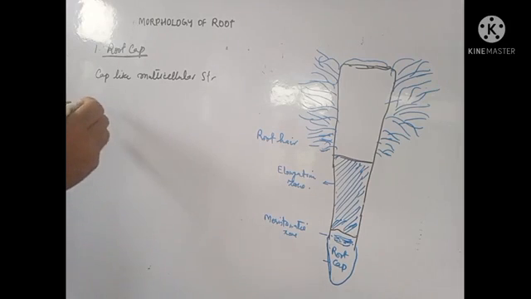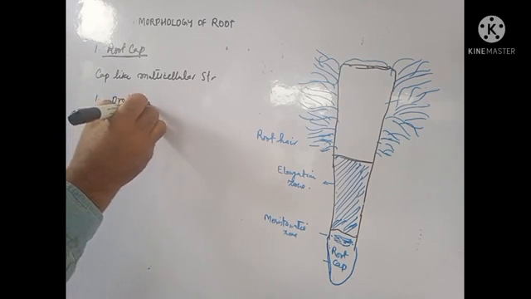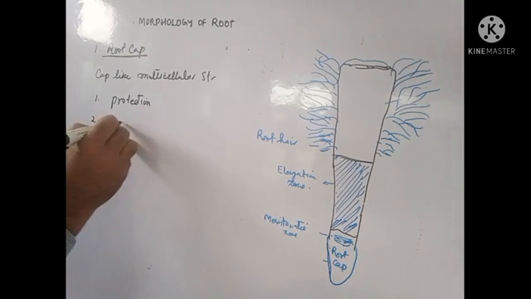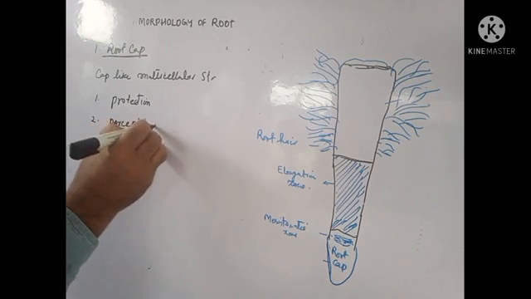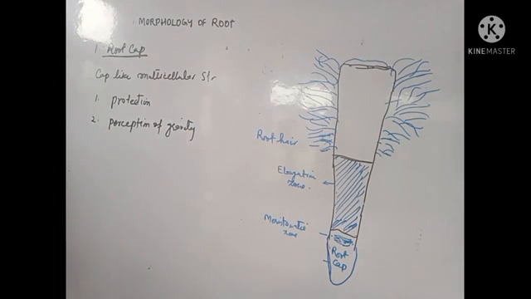This root cap, its first function is protection. Protective in function. It gives protection to the root meristem. Number second, it is assumed that it helps in the perception of gravity.